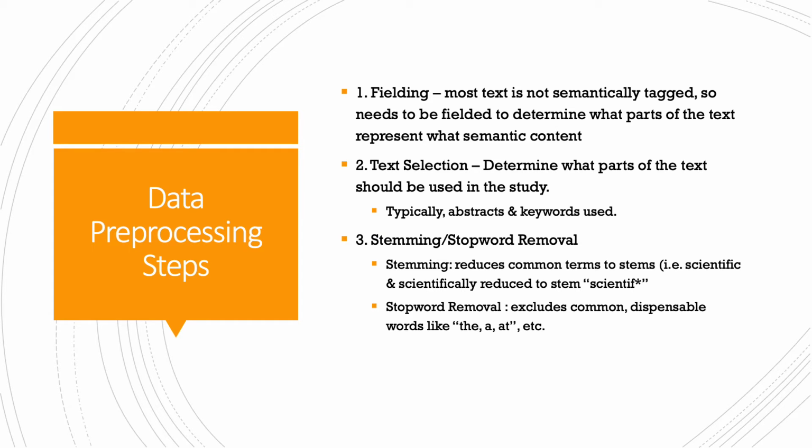Next is stemming and stop word removal. Stemming reduces common terms to their stems. So if we're trying to look for anything based in scientific research, one would stem the words scientific and scientifically and reduce that to their stem, scientif with an asterisk. And then stop word removal excludes common dispensable words like the, a, at, etc. in order to make the text more streamlined.